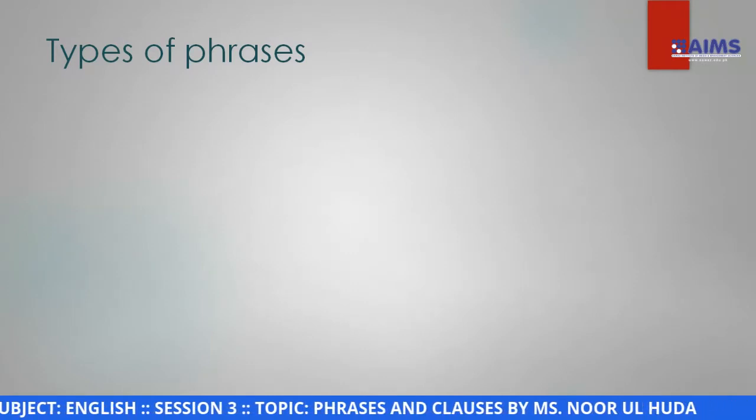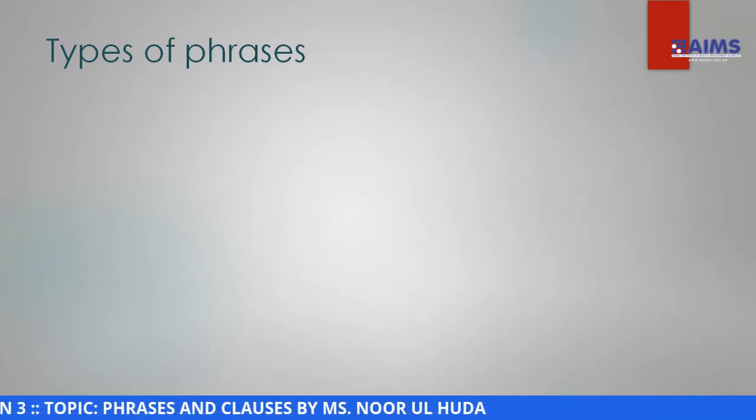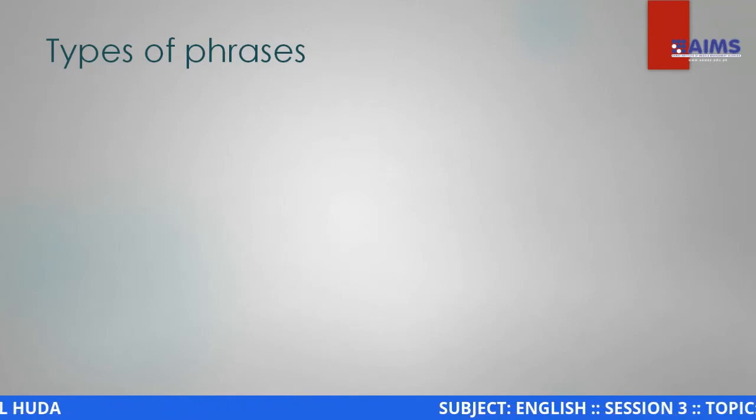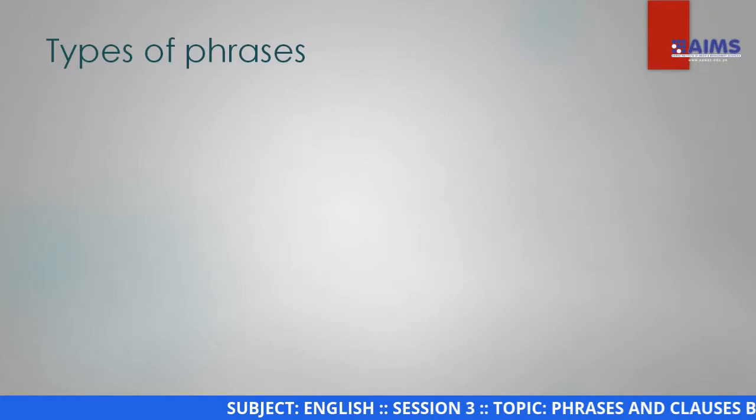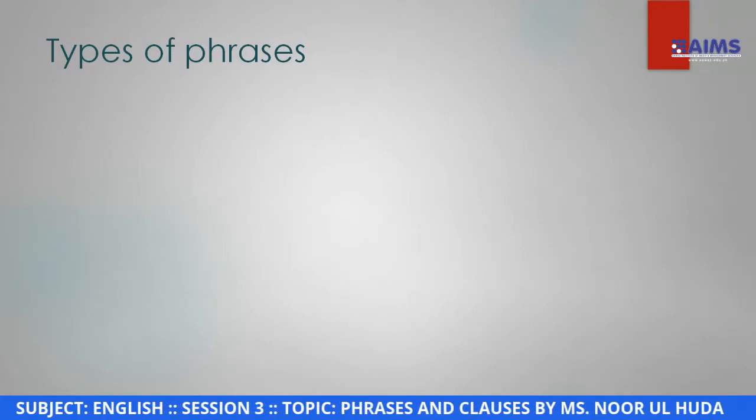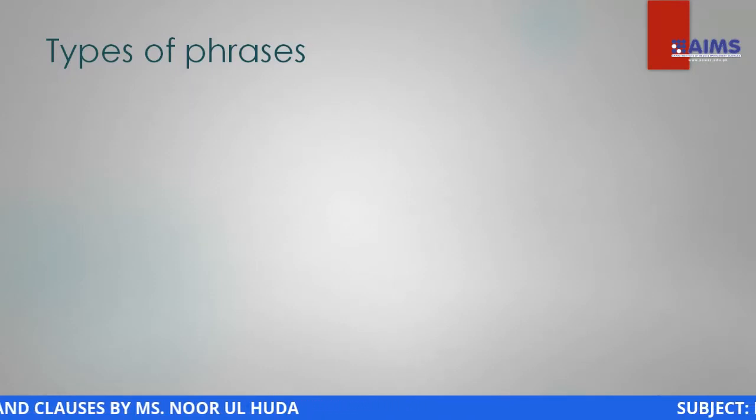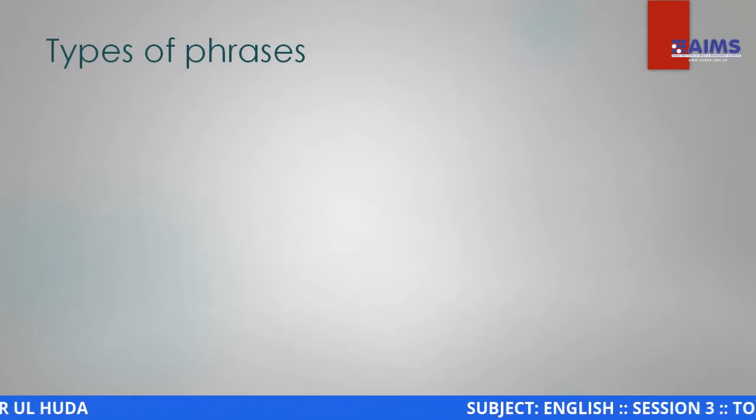Similarly, if I say jumps, it is only a single word, so it couldn't be called a phrase. But if we say will be jumping, now it's a combination of words which tells us a verb form.